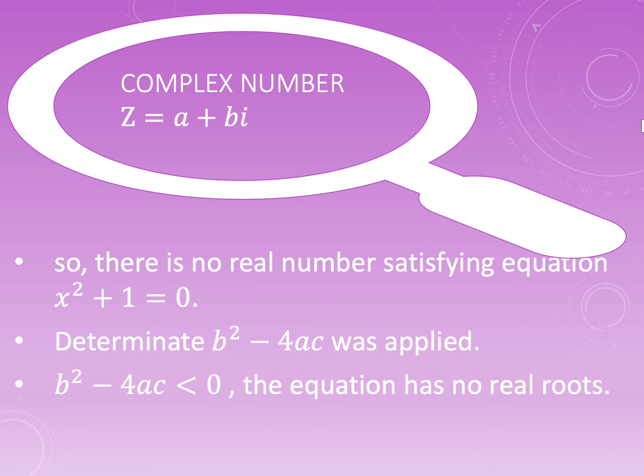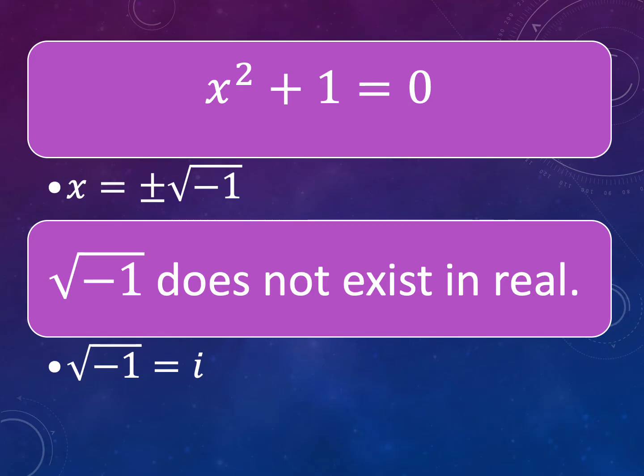Complex numbers a plus bi were introduced to solve such polynomial equations which have no real roots. Let us discuss the simple quadratic equation x squared plus 1 equal to 0. First step, we transpose the positive 1 to the right hand side and it becomes negative. So we have x squared equal to negative 1.